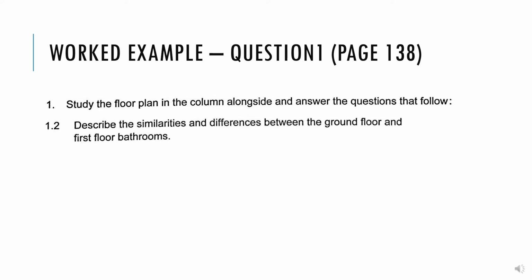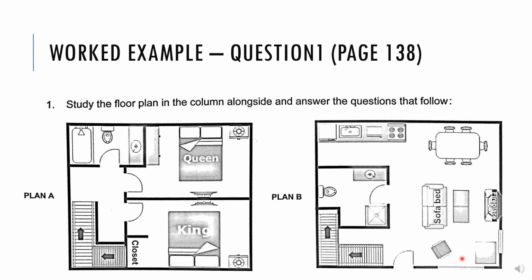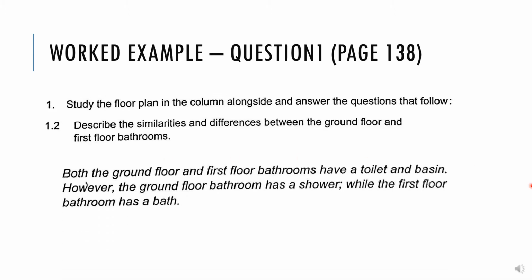1.2, describe the similarities and differences between the ground floor and the first floor bathrooms. So we are focusing on the bathrooms here. Here you have one on the ground floor, which we have established, and there is another bathroom over there. And what is the difference? You'll see that both of them each has a toilet, a basin, and then the ground floor has a shower, and the first floor has a bathtub. So this would in fact be your answer.